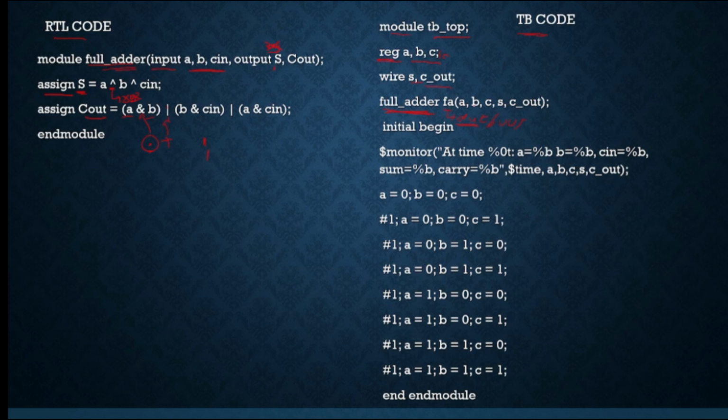Okay, and then it is in port connection by order: A, B, C in, S, C out. In the same way, just like you mentioned this, you should mention the ports in the same order so that they will be connected to these particular ports in the RTL code. Okay, and then initial begin.